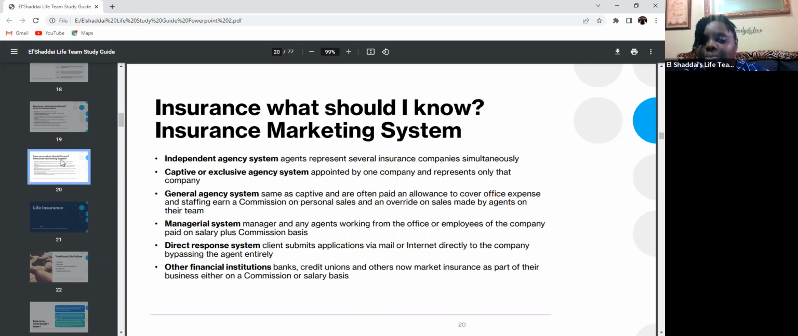General agency system. Managerial system. Managerial is just saying that not only do they get commission, they get salary too. Direct response. Clients submit applications via mail or internet, bypassing the agent altogether. They don't need me as the agent; they go straight through the internet or through the mail. Other financial institutions: banks, credit unions, and others now market insurance as part of their business, either on commission or salary basis.